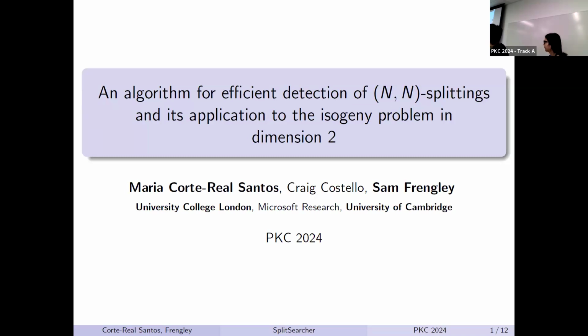We have four very nice talks covering many aspects of isogenies, including assumption reductions and constructions. The first talk will be given by Maria Corte-Real Santos and Sam Franklin about an algorithm for efficient detection of splittings and its application to the isogeny problem in dimension 2.